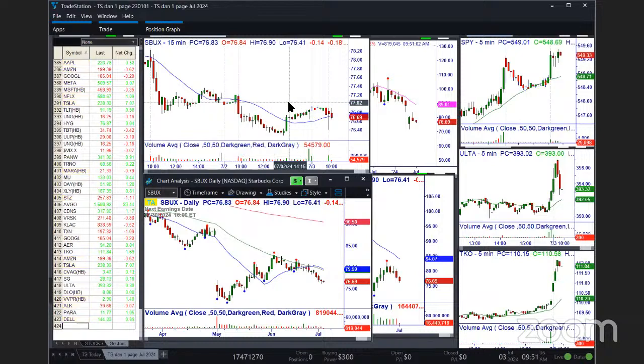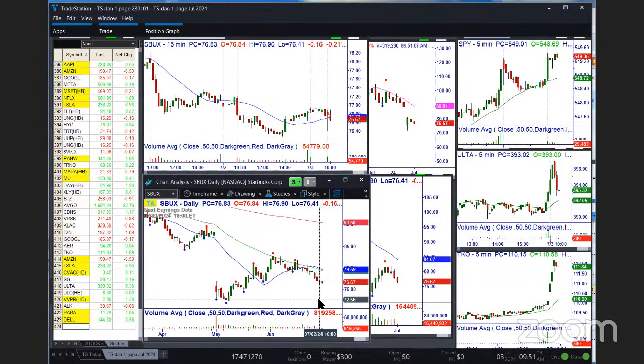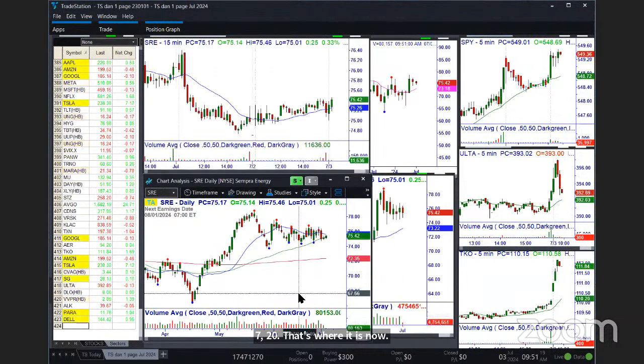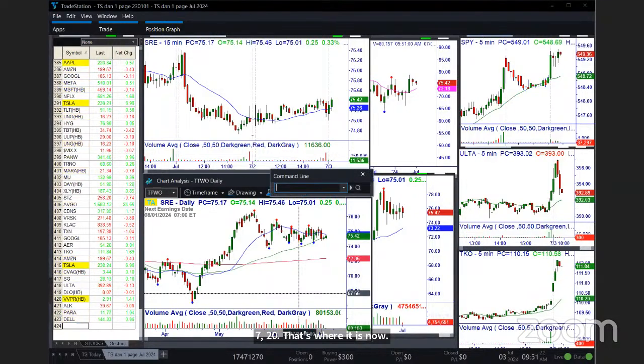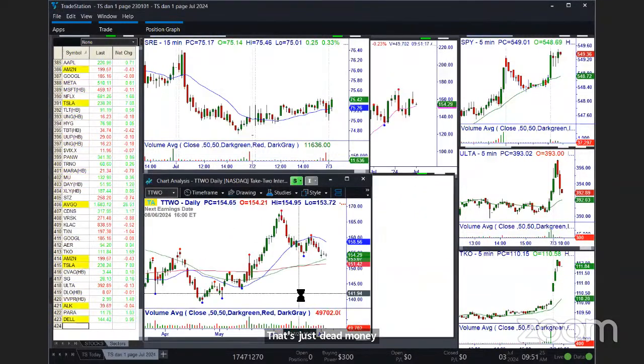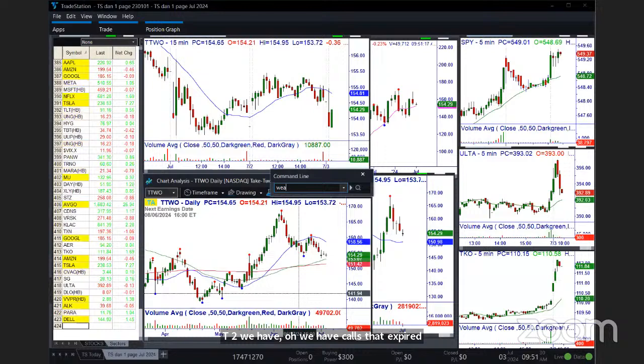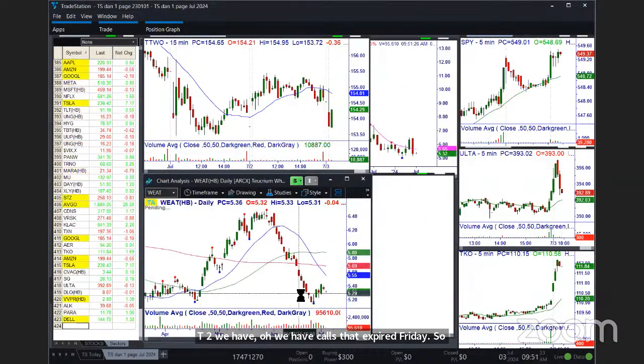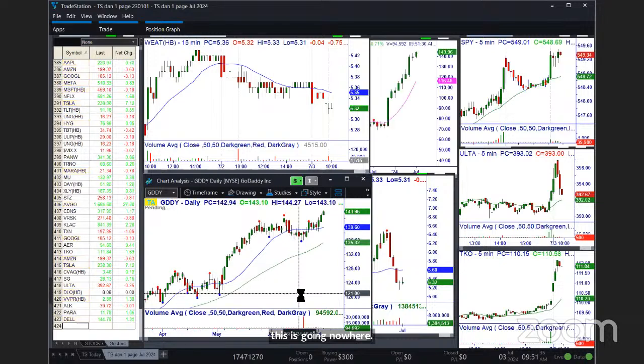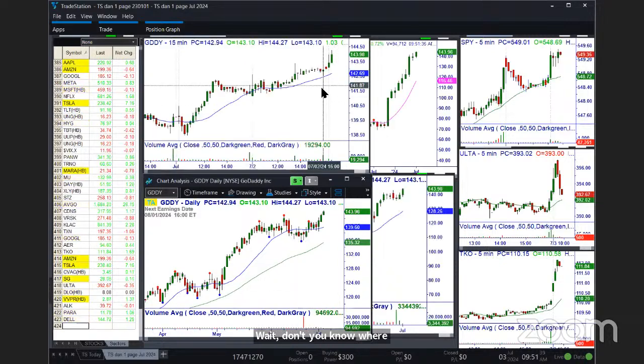Starbucks, we're in trail mode with 77.22. That's where it is now. SRE is just dead money. T2, we have calls that expire Friday, so this is going nowhere. Wheat going nowhere. GoDaddy doing good. GoDaddy, go. No stop, break even.